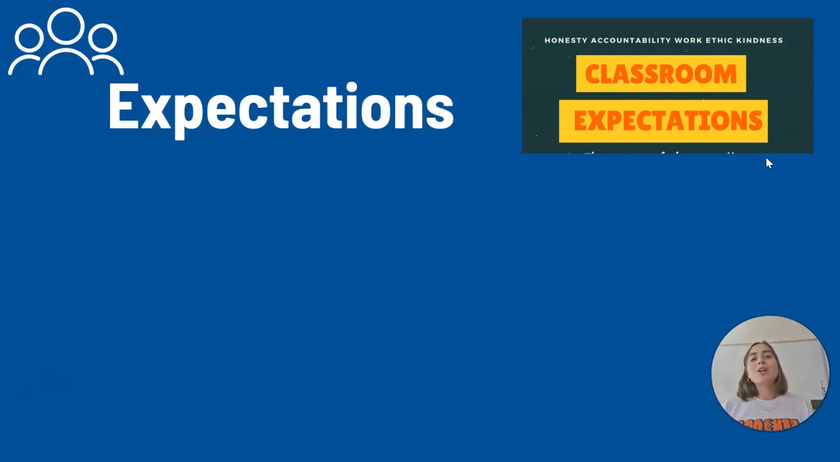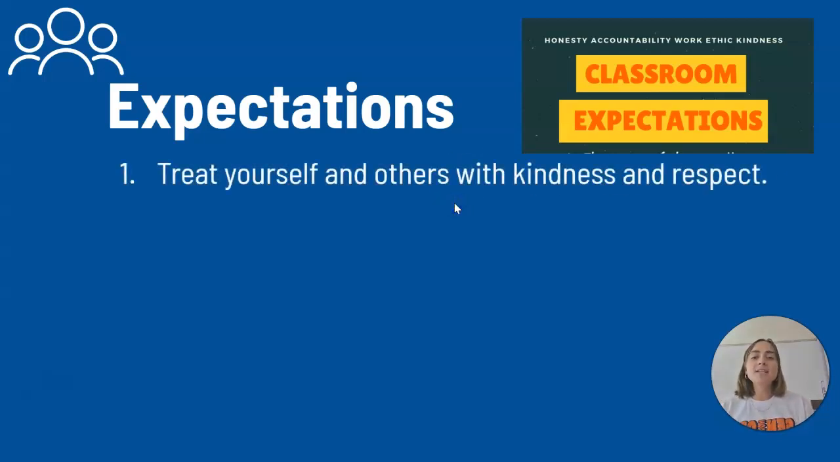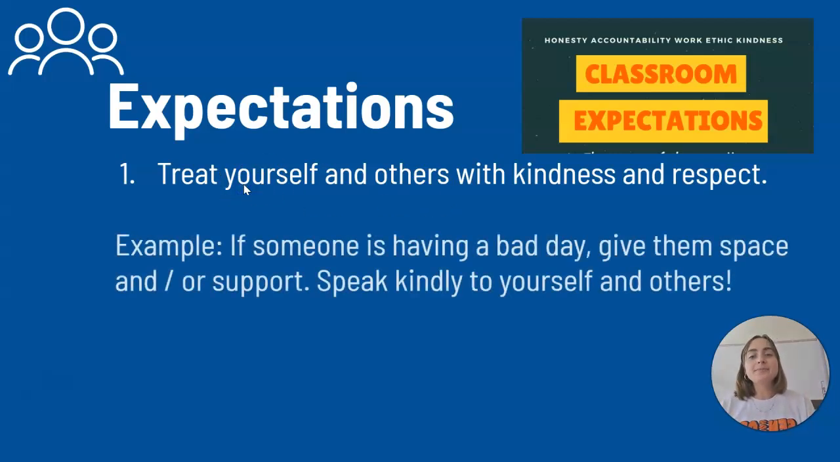I want to go over our classroom expectations so that you know what's expected of you and of all of us in English 10. The first one is super important to me. I want everyone to treat yourself and others with kindness and respect. This is a non-negotiable for me. Some examples of doing this: if you see that someone near you is having a bad day, maybe you should give them space, let them be, or you can ask if they need support. I want you to speak kindly to yourself and to others, respect everyone in this classroom space.